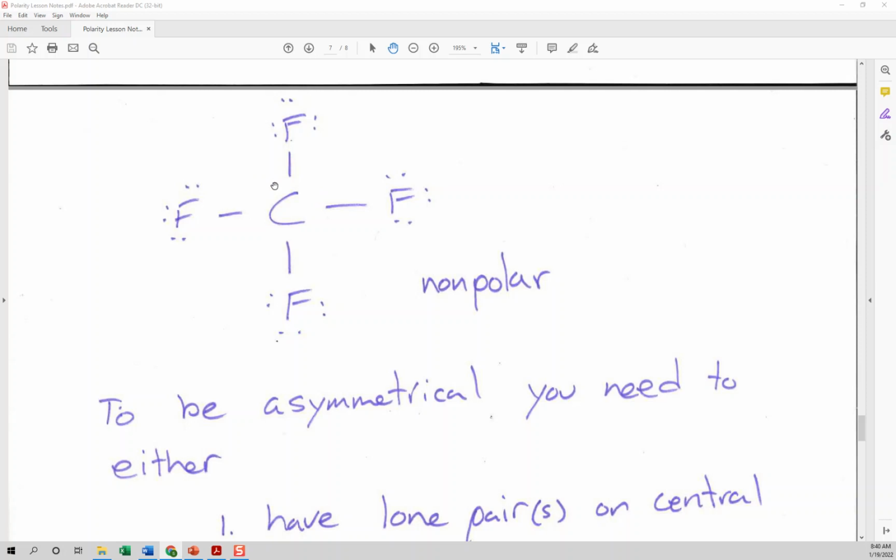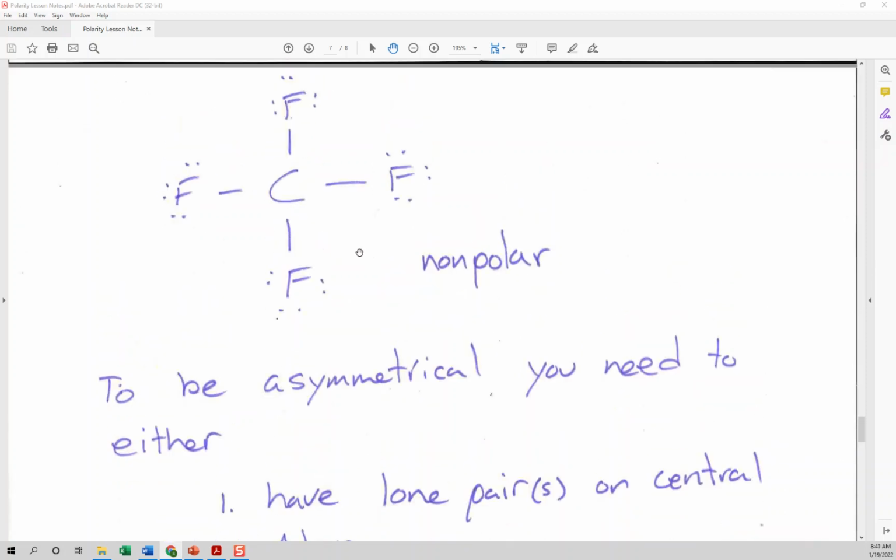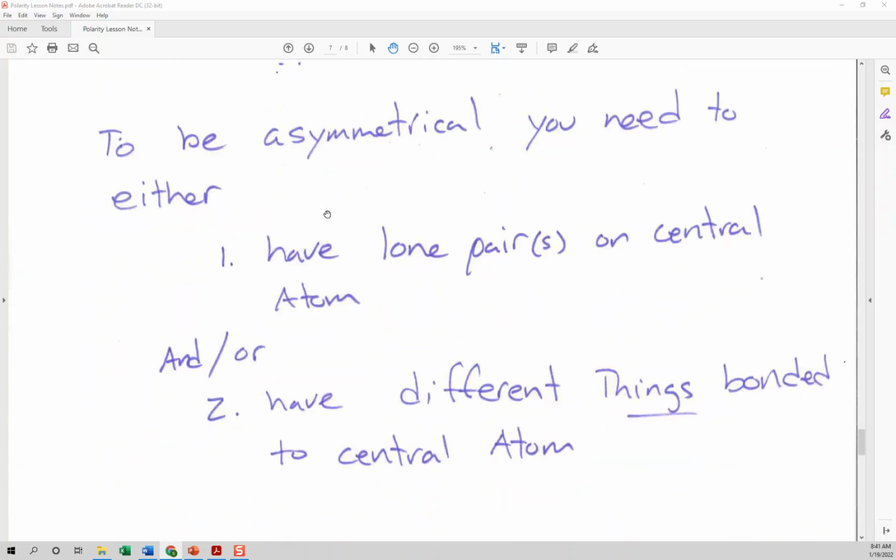All right. So how do you know if you're asymmetrical or not? It's hard to tell based on dot structure, because dot structures really aren't a good representation of three-dimensional images. So you kind of follow these rules. Okay? If you have a lone pair on your central atom, you're probably going to be asymmetrical. You're going to be polar. The other thing you could have, and you could have both or just one of these, and if you have one of these, it's going to end up being polar: if you have different things bonded to the central atom.